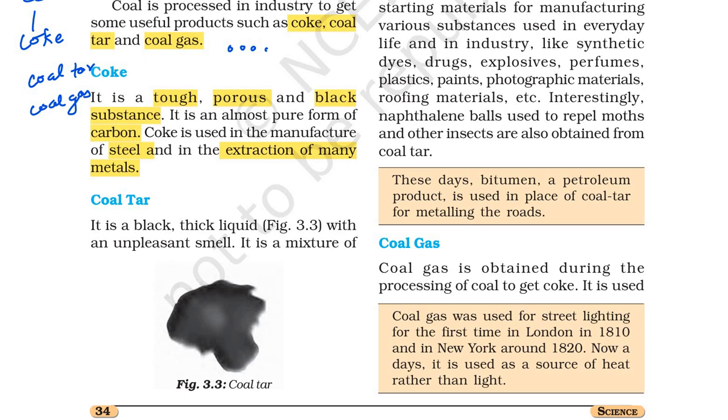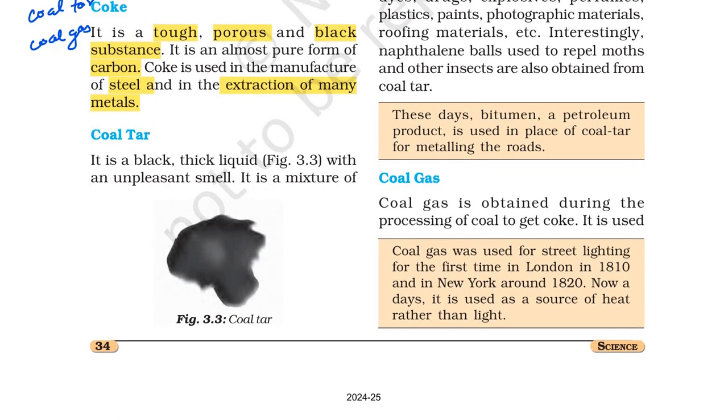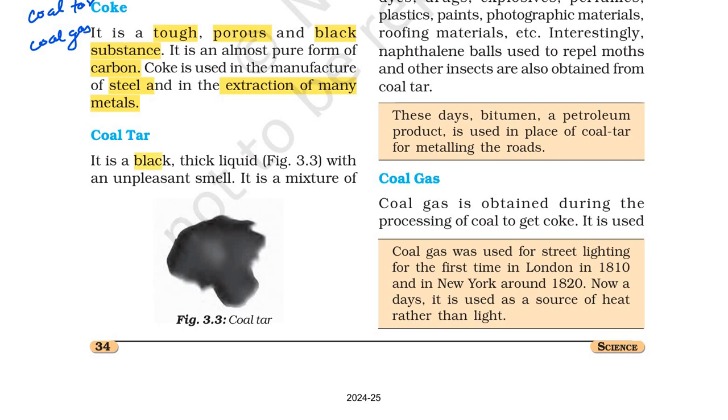Like when we have to manufacture steel, we make use of coke. And if I want to, let's say, extract metals, then I would be using coke. Only then would I have metals from it. Then I have coal tar. Coal tar is black in color.